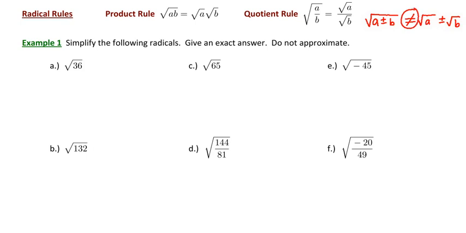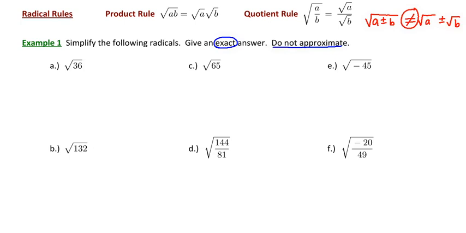So let's apply these rules on example 1. Simplify the following radicals. Give an exact answer. What that means is do not approximate. If the radicand is not a perfect square, we want to reduce it as far as possible in radical form, but not give the decimal approximation.